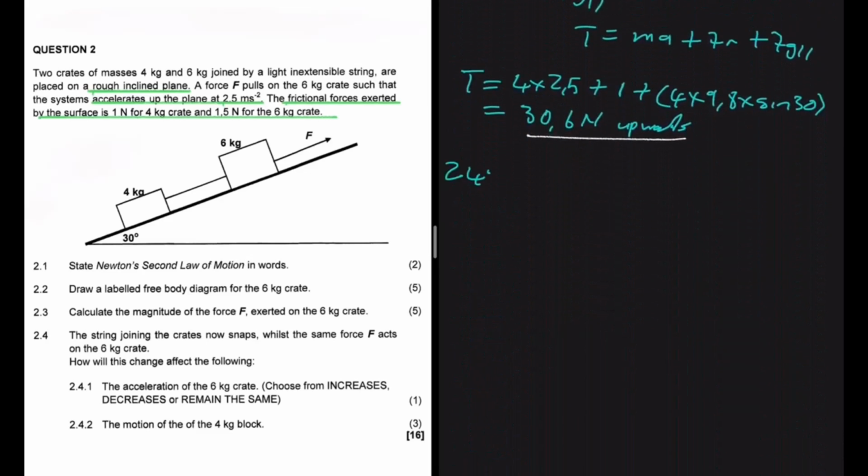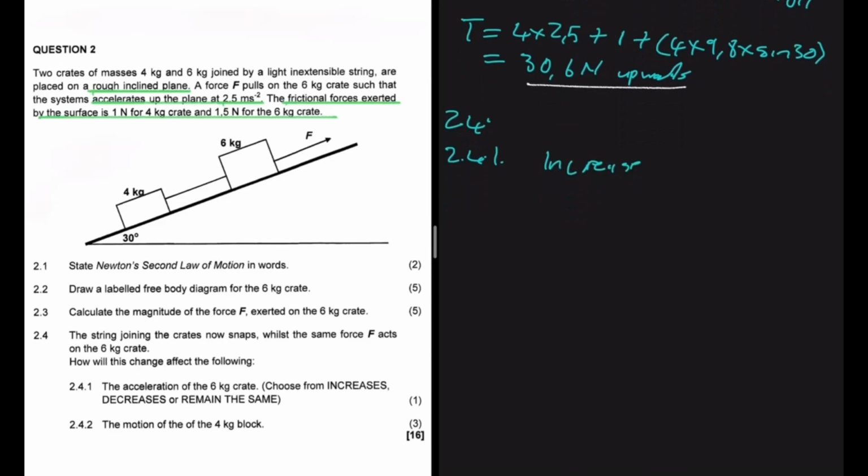Right, moving to 2.4. The string joining the crates now snaps while the same force F acts on the 6 kg crate. How will this change affect the following? And then 2.4.1 says the acceleration of the 6 kg crate. Choose from increase, decrease, or remain the same. It is going to increase, right?